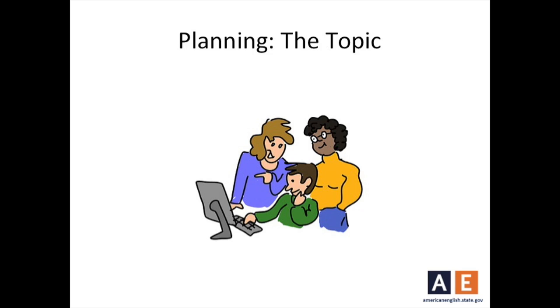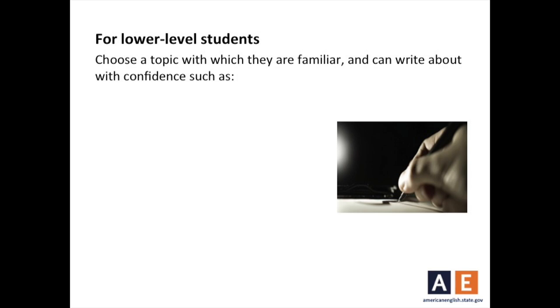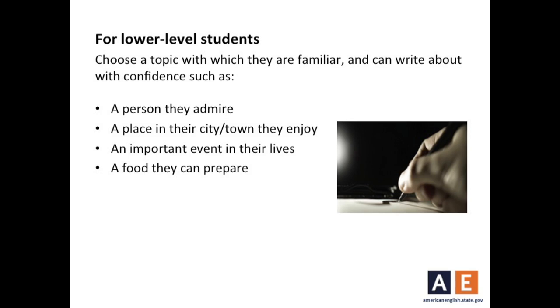When choosing a topic for lower level students, it's always good to start with something they're familiar with and that they can write about with confidence. Some ideas include writing about a person they admire, a place in their town or city that they enjoy, an important event in their lives, or a food they enjoy or know how to prepare. I'm sure you can think of lots of others.